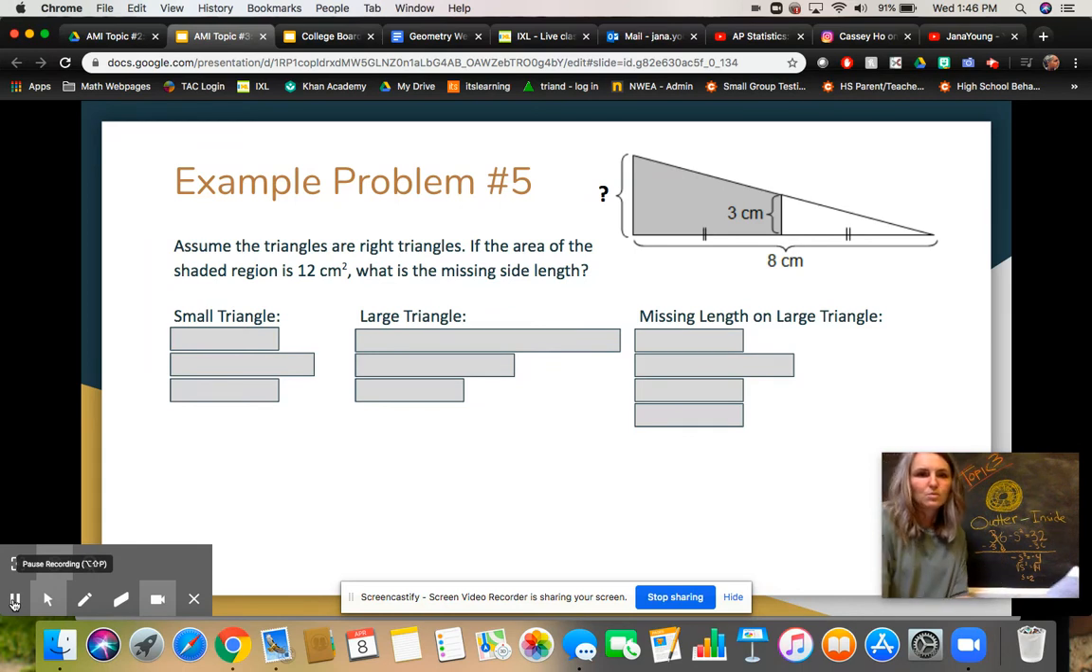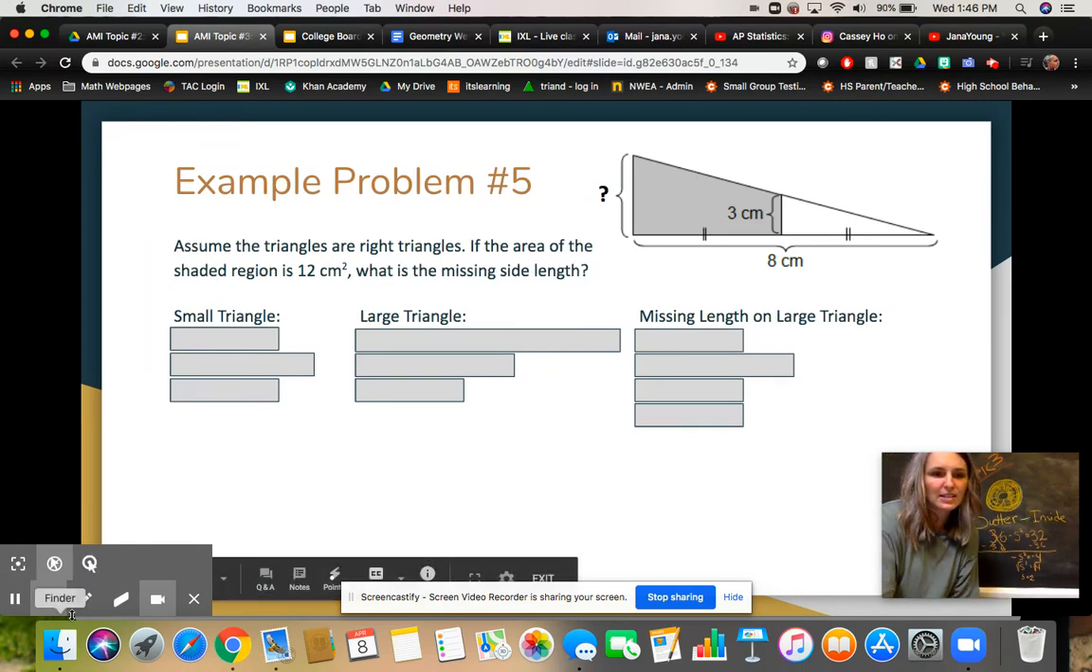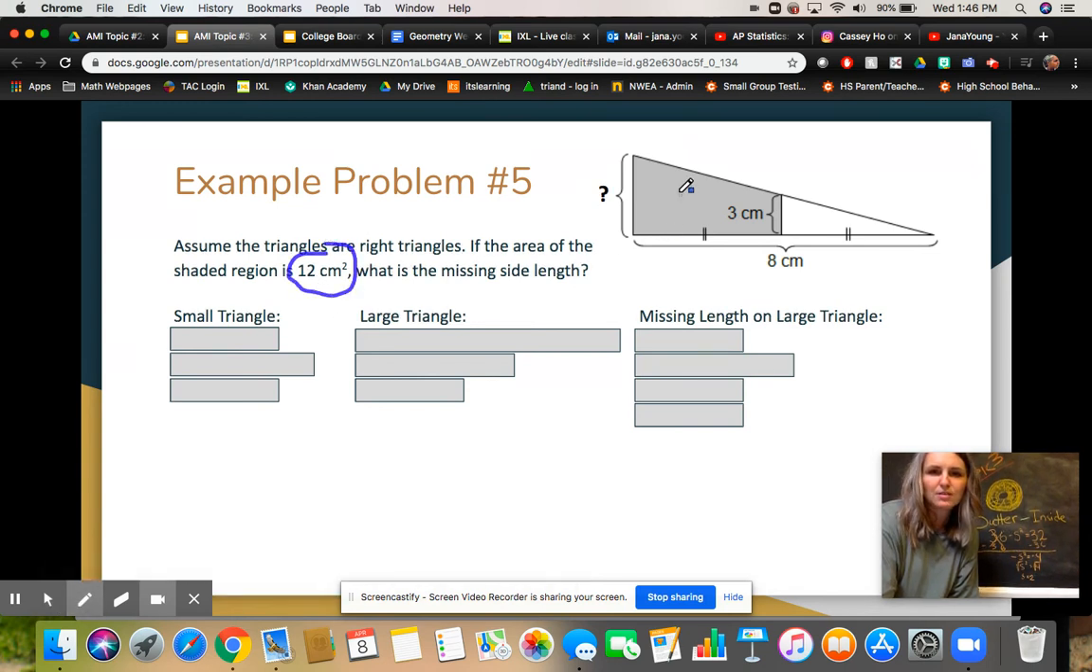And what we're told here is that the shaded region is 12 square centimeters. Okay, so this right here is 12 square centimeters, but not this part. But what we do know about this small triangle, or the base of the big triangle, I should say, is that this is going to be equal to this. And if the whole thing is 8, and these two are equal to each other, then this guy right here has to be 4, and this guy right here has to be 4. They have to be the same, and together they have to equal 8.